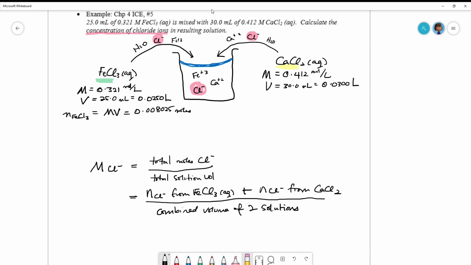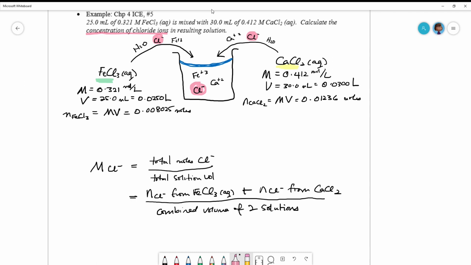In the calcium chloride solution, calculating moles of calcium chloride, again, molarity times volume. I plugged and chugged the numbers, 0.412 times 0.0300, and I ended up getting 0.01236 moles of calcium chloride. But we're not interested in anything but chloride. The only part that we're interested in is chloride.